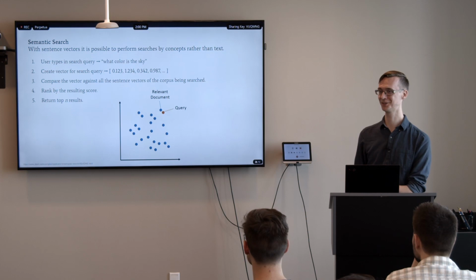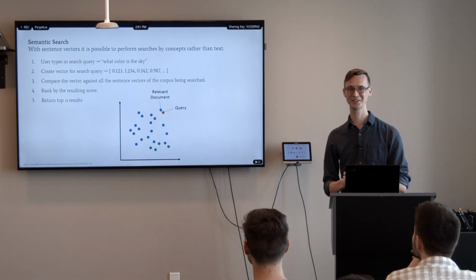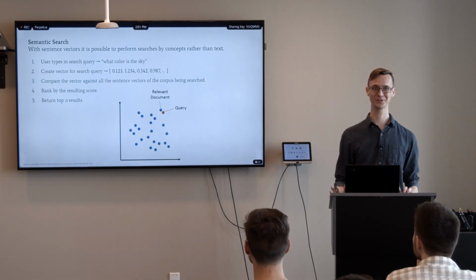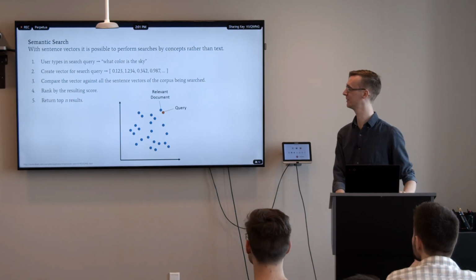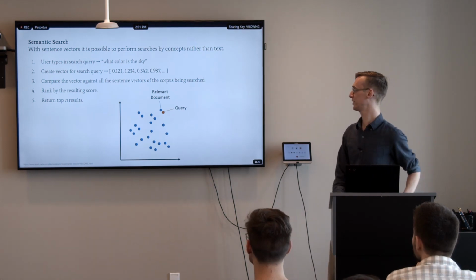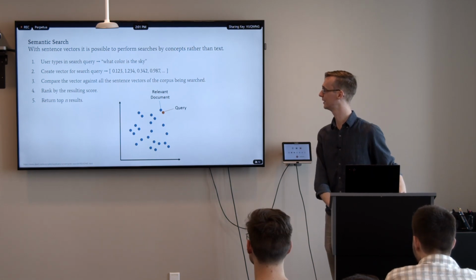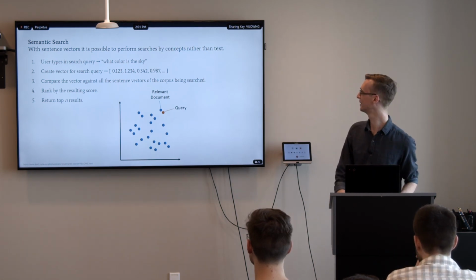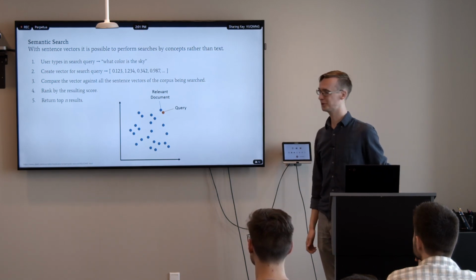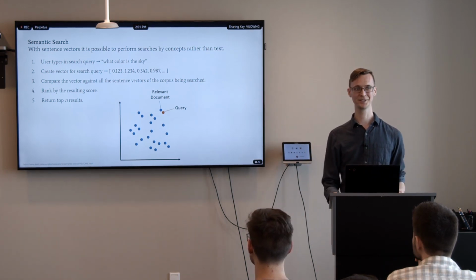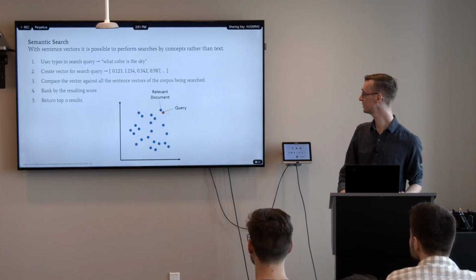And once you have sentence vectors, then you can do this cool thing called semantic search. Instead of text search, you can do semantic search, search by meaning, rather than by the characters of the text you typed in. So first of all, a user types in a search query, like what color is the sky? And then the model converts that into a vector, some random numbers here. And then you compare that against all the vectors of all the sentences or chunks in the corpus you're searching.